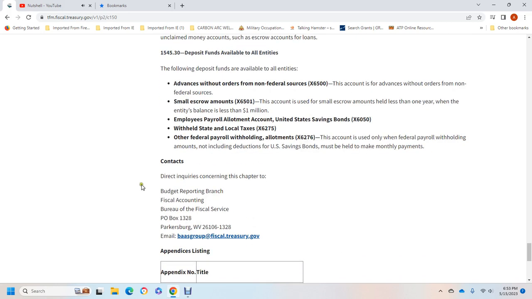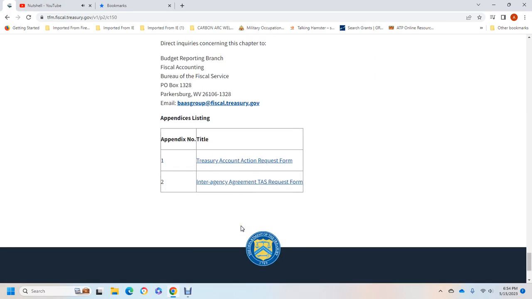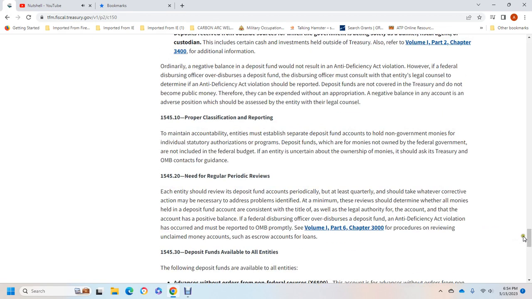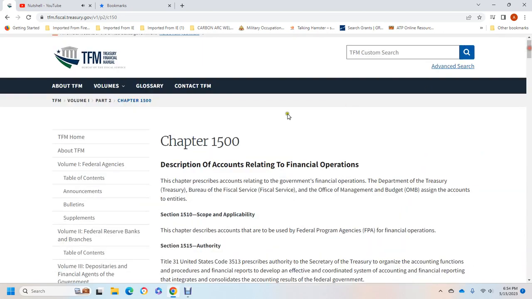And then you have the direct inquiry chapter for the budget, then the reporting branch, the Bureau of the Fiscal Service in Parkersburg, West Virginia, and an appendix: Treasury accounting request form, interagency agreement, Treasury accounting symbol request form. And that was Chapter 1500, description of accounts relating to financial operations.